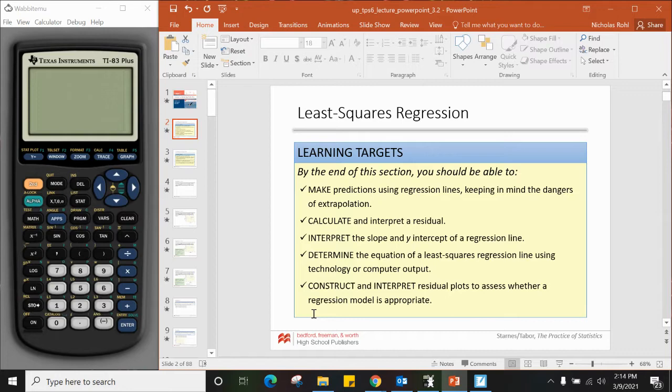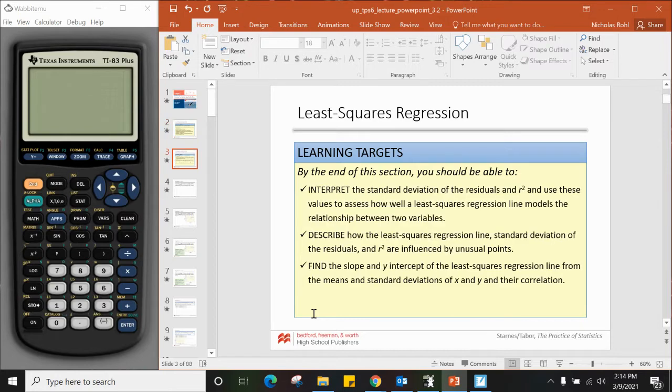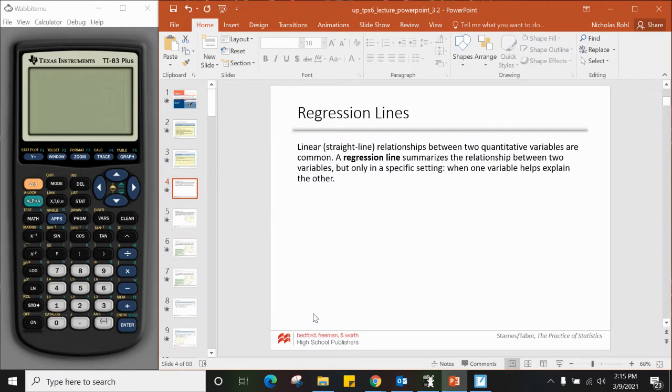And that's probably where we'll end in this video, and then we'll have a secondary video for the back half of 3.2. But I'm going to continue with the learning targets. So probably in the second video will be interpret the standard deviation of the residuals and R squared and use these values to assess the least squares regression line model of the relationship between the two variables, describe how the least squares regression line, standard deviation of the residuals, and R squared are influenced by unusual points, and find the slope and y-intercept of the least squares regression line from the mean and standard deviation of x and y, and their correlation. So let's get into these regression lines.